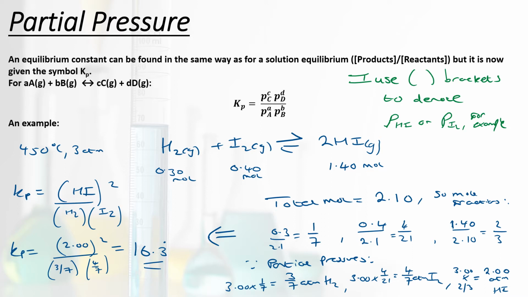So an example could be to calculate Kp for the gaseous reaction we have here. Hydrogen reacting with iodine to make hydrogen iodide. This is a completely gas phase reaction.